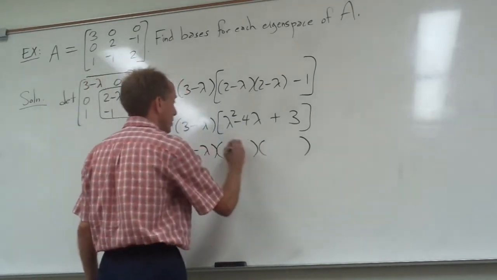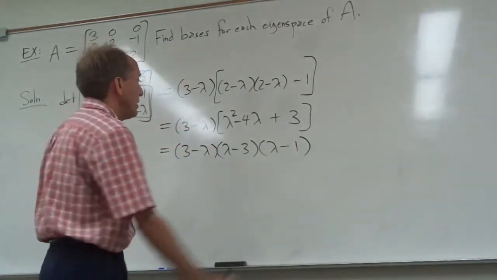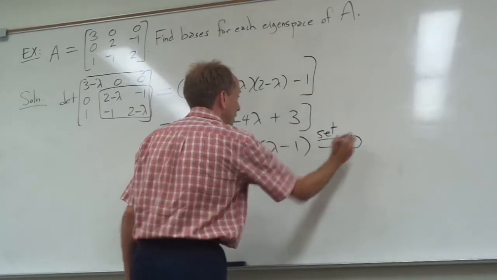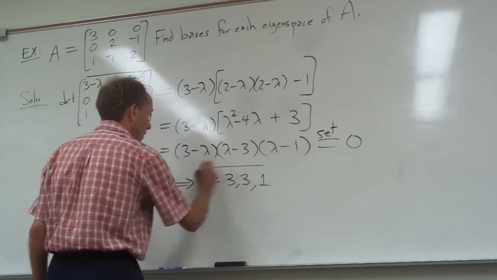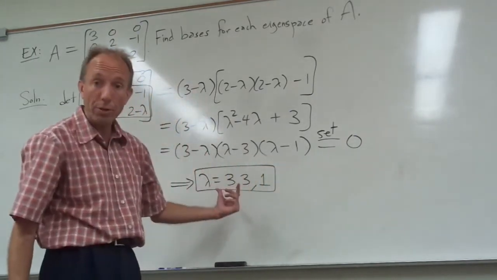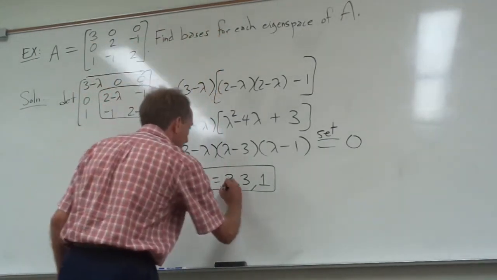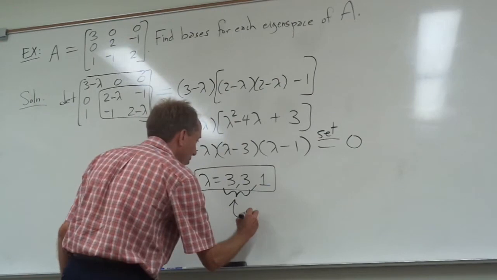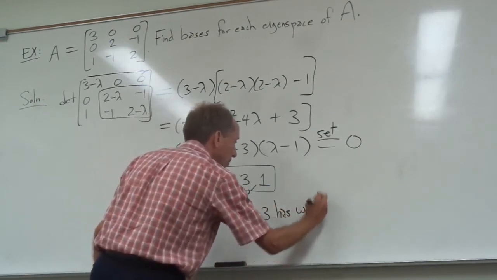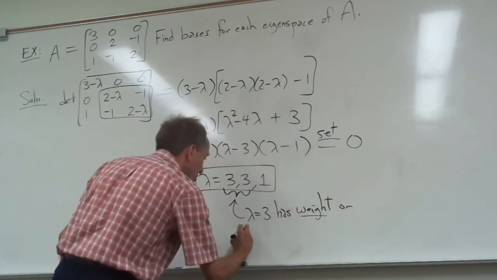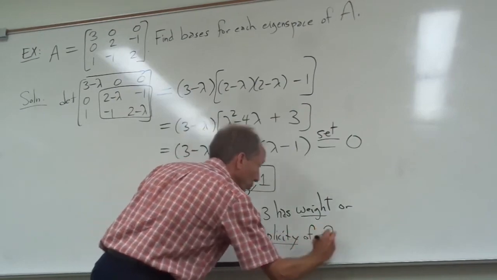So I'm just going to do it. It's going to be lambda minus 3 times lambda minus 1. And if I set that equal to 0 now, I'm going to find that lambda is equal to 3 or 3 or 1. These are my lambdas. I want to write down the repeats. If there's a same lambda more than once, then I want to write that down. In fact, what we're going to say here is that this lambda equals 3 has weight, or multiplicity is a fancier word for it, of 2.